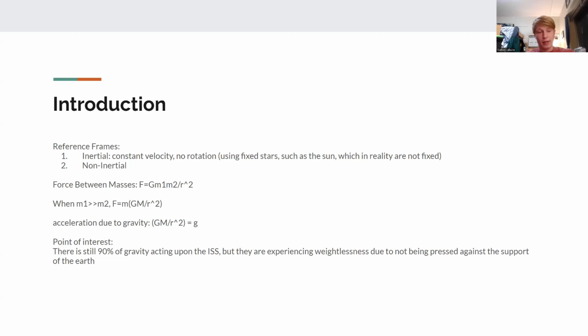So then I learned a few new equations. Most importantly, force between masses being force equals the gravitational constant times mass one and mass two, where mass one is greater than mass two, over the radius squared, or the distance between the two bodies squared.